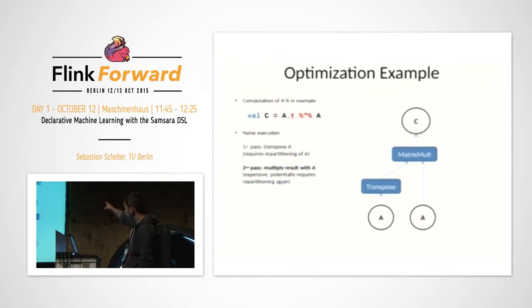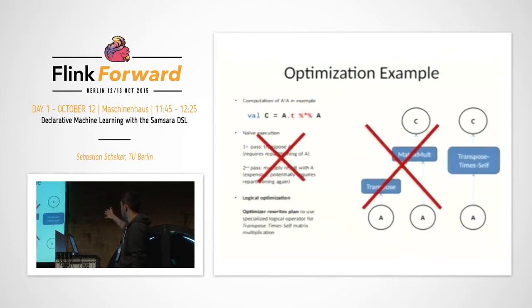And it would use pattern matching on this logical graph, so on this logical plan. Samsara keeps track of the operations that you want to execute. So it would see this and would find a pattern here and would then internally replace this plan by a very simple plan that just uses its transpose times self operator, which is an optimized implementation for this kind of computation. So that is a very simple optimization on the logical level that Samsara would apply.